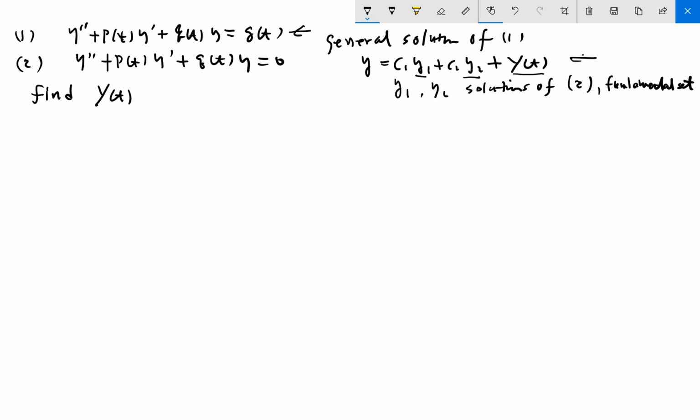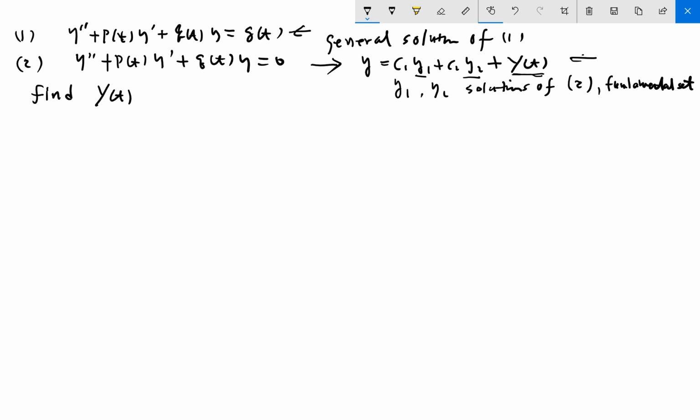We know equation 1 has so many solutions. Capital Y of t is just one of those. This one may not be what you want. Therefore, we need to find a general solution like this.